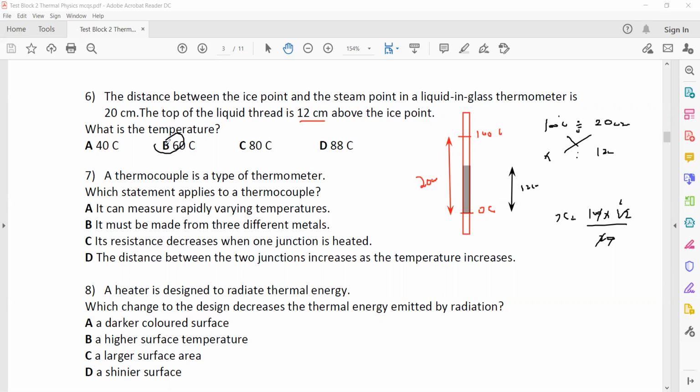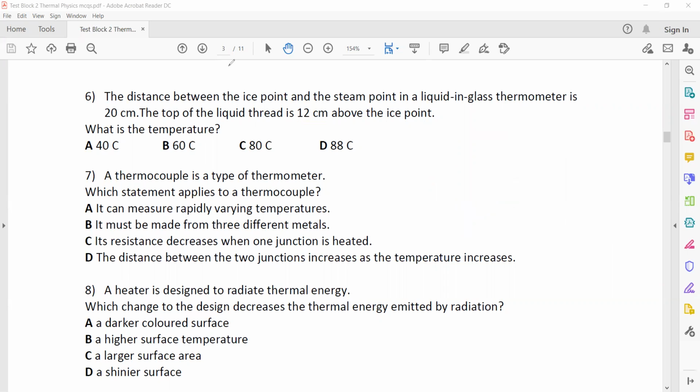A thermocouple is a type of thermometer. Which statement is correct about the thermocouple? It can measure a rapid change in temperature. That's true, like fast change in temperature. It must be made of three. It is made up of two different metals. Its resistance decreases when one junction is heated. It consists of metal, and for metal, in block 4, we will discuss that temperature and resistance are directly proportional for metal. So this statement is wrong.